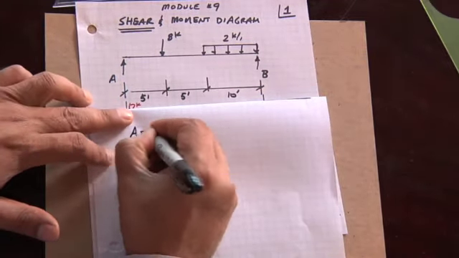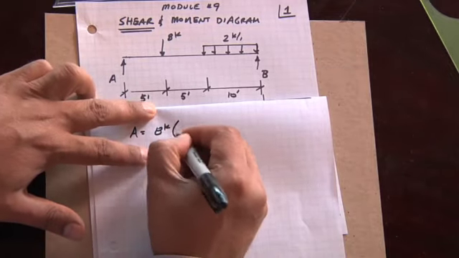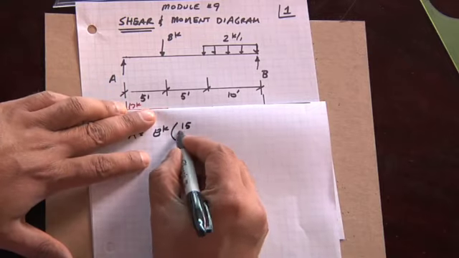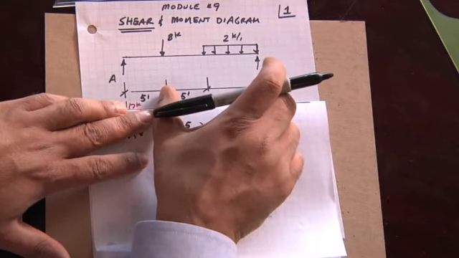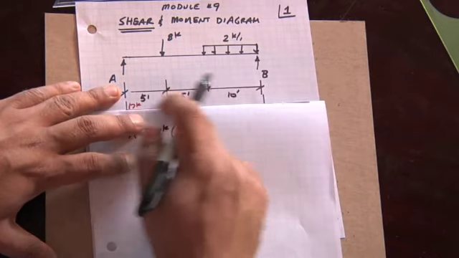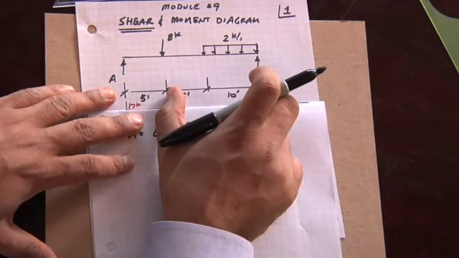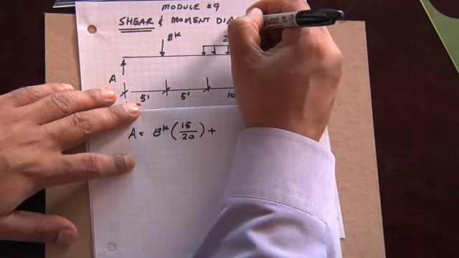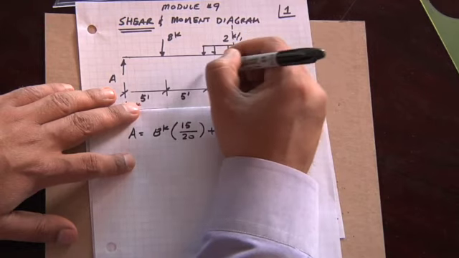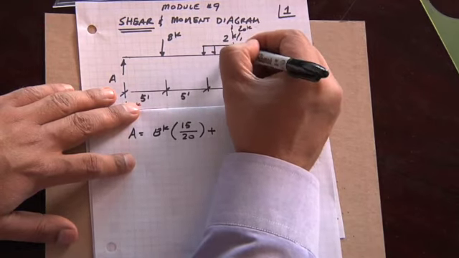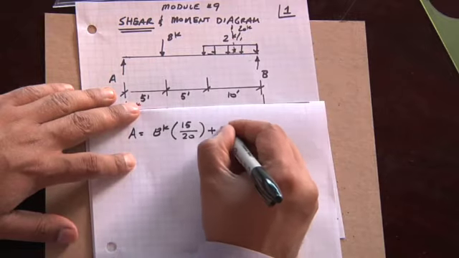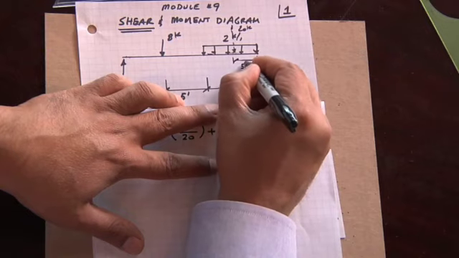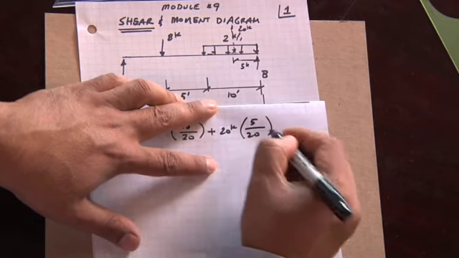So the A reaction is going to equal 8 kips times the span ratios. Remember I showed you how to do that before, which is 15 over 20. That's the distance to the right-hand span over the total span. The total span is 20 feet, and the distance to the right-hand reaction is 15. Plus this total load, which can be approximated as 2 times 10 is 20 kips occurring at the center of that span. So that's 20 kips times the distance to the right hand from the center, which is 5 over 20.